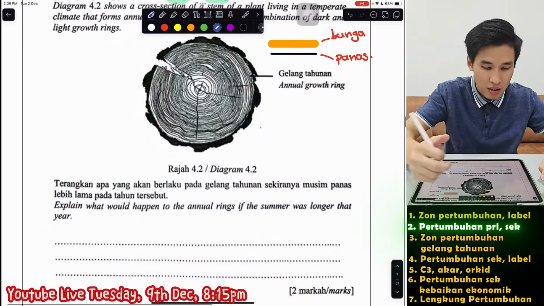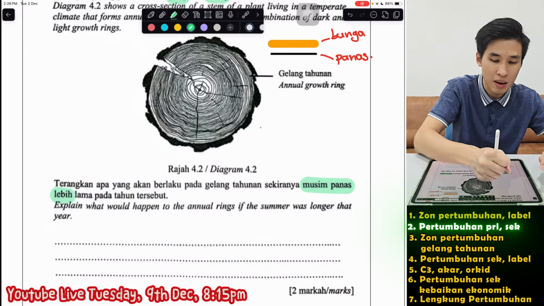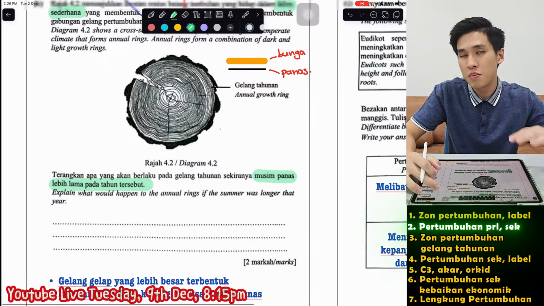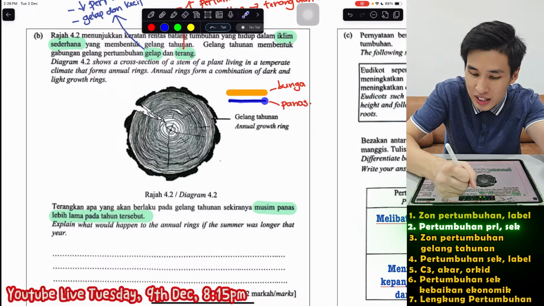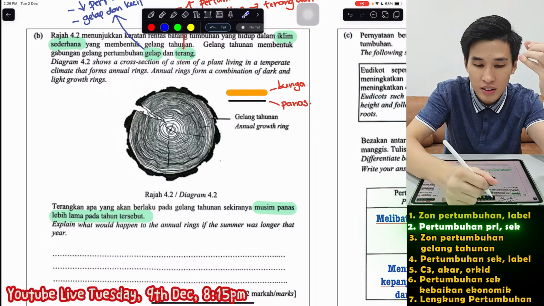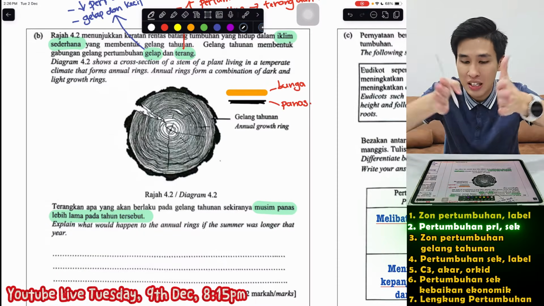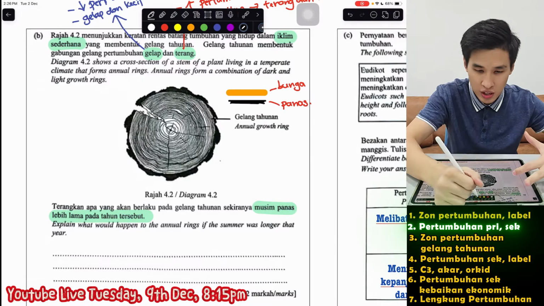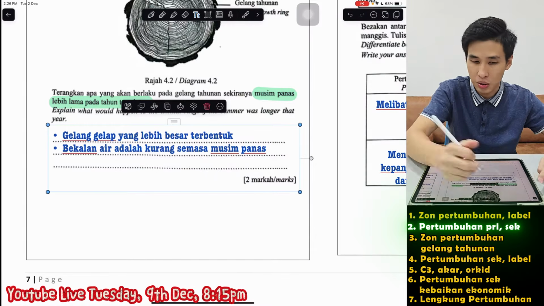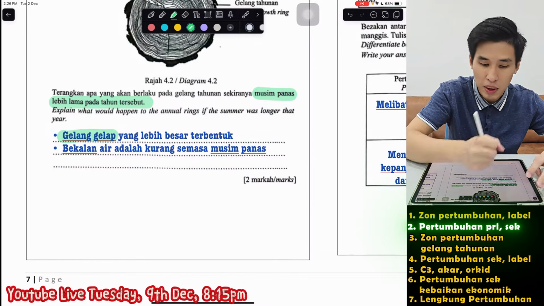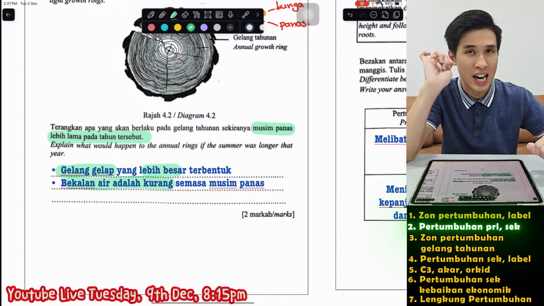Okay, then they ask you, apa yang akan berlaku pada gelang tahunnya sekiranya musim panas lebih lama pada tahun tersebut? So let's say it's 3 months summer, now got 5 months. So since during summer, gelang yang gelap terbentuk, so the gelap one, dia akan lebih besar sikit, sebab dia kurang air untuk jangka masa yang lebih lama. So you just have to say, gelang yang gelap lebih besar terbentuk sebab bekalan air kurang. So you must say, why gelap? Because musim panas, tiada air.